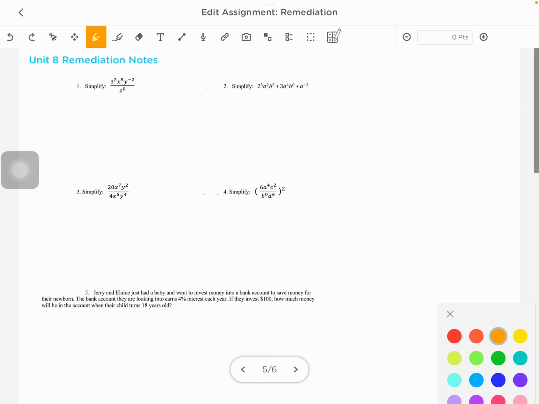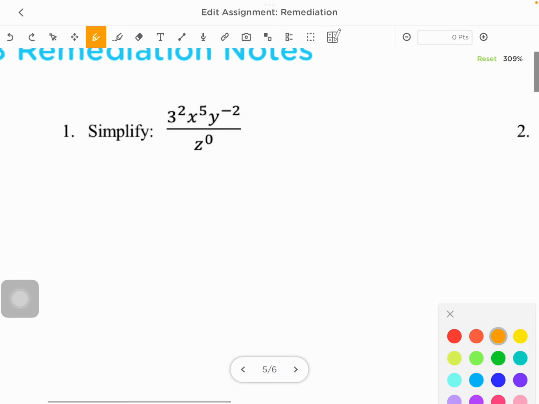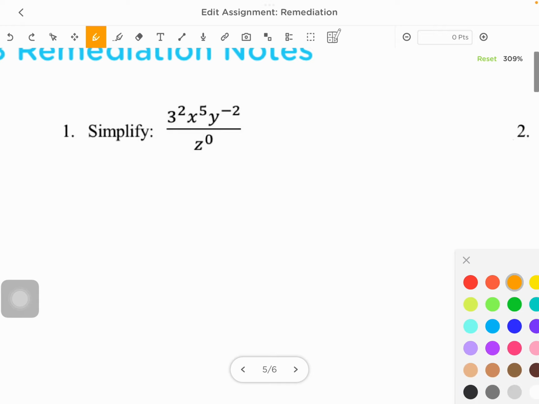All right. So with our document open, let's make sure that we are on the remediation document, page 5, and your job is to take notes so you can get the practice going on the next page. So here we go. They're asking us to simplify this one here.